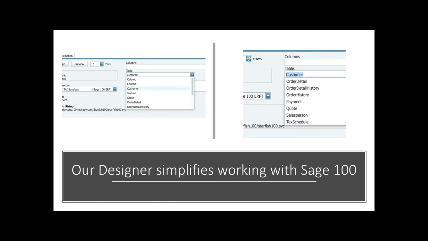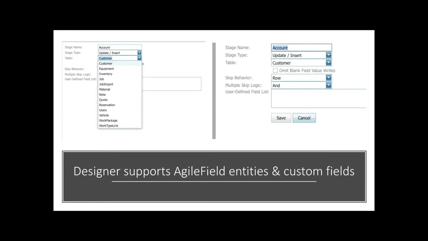Once connectivity is established, integration designers can explore Sage 100's data. StarfishETL accesses Sage 100's data using a web services interface that has been built by Starfish in order to access Sage 100 data. Our AgileField connector supports AgileField's SOAP interface.